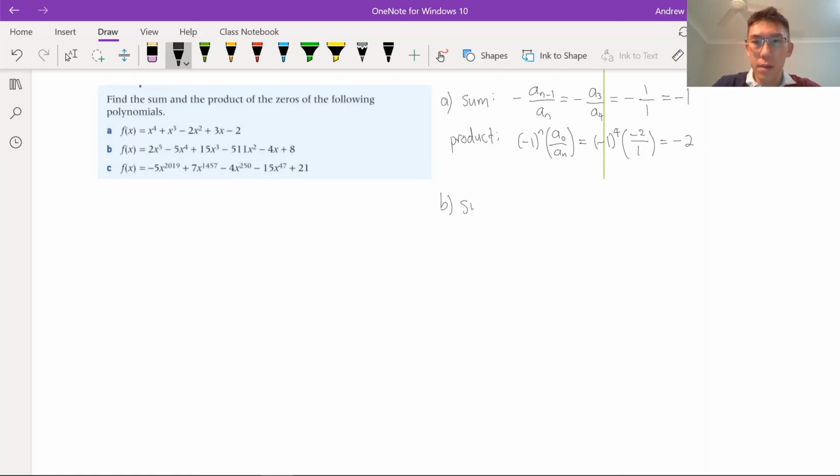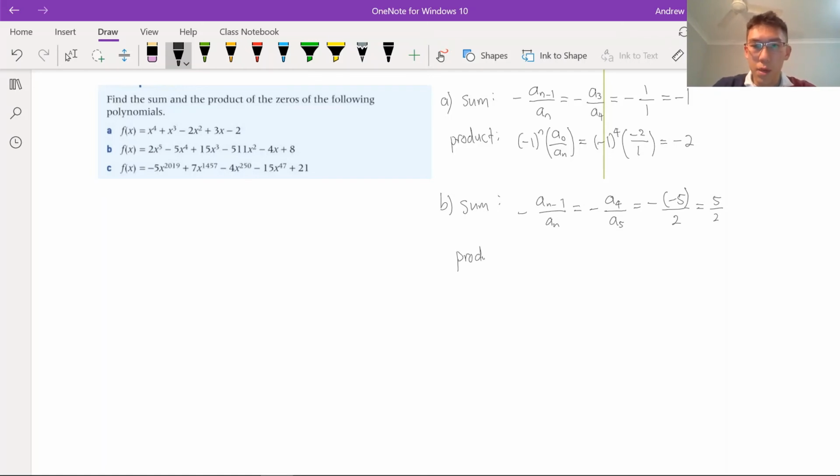So again, sum is going to be, write the formula, write a bit neater than me. Okay, so our highest order is 5, so a n take 1 is going to be a4, and a n is going to be a5. So that means we want negative coefficient of x to the 4, which is negative 5, and then coefficient of x to the 5 is 2, which gives us 5 on 2.